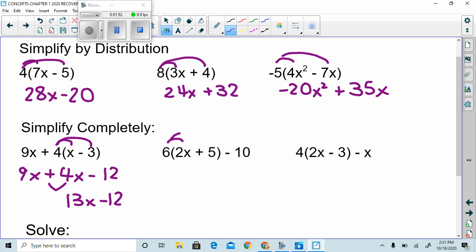Again, we're simplifying. So if there are parentheses, we will distribute first. 12x plus 30 minus 10. Well, constants are also like terms. I've got a 12x plus 20.